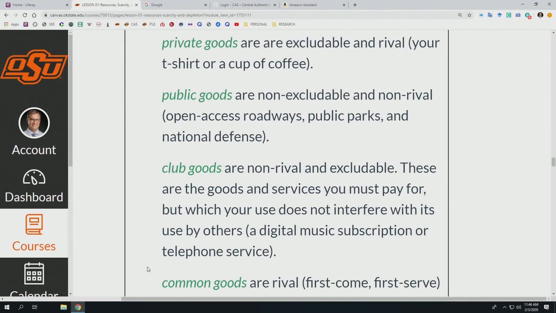Club goods, this is one that's kind of interesting. These are the ones that are non-rival, but they're excludable. And these are the ones that are growing right now, okay? In every form, your computer software is now becoming club goods, so that it used to be that you paid one time and that was that, or you didn't have to pay at all, okay? And now you have all these different services that are on subscription. So lots of club goods popping up. This is kind of a growth area. Goods and services that you have to pay for, but which your use does not interfere with its use by others, like digital music subscriptions, your Spotify subscription, and phone service, that sort of thing.